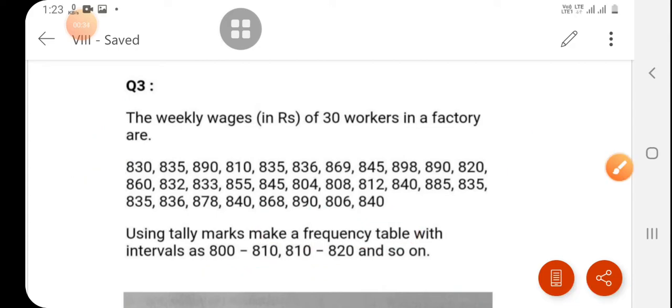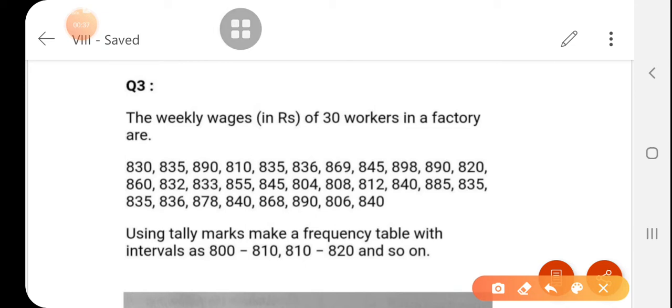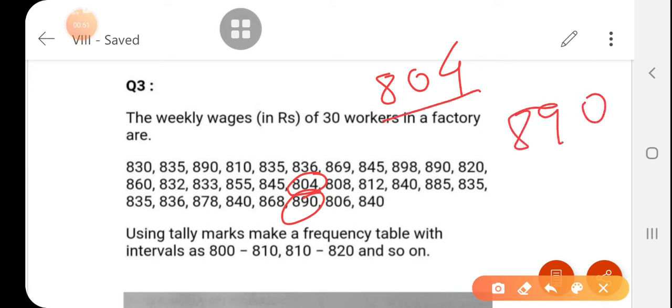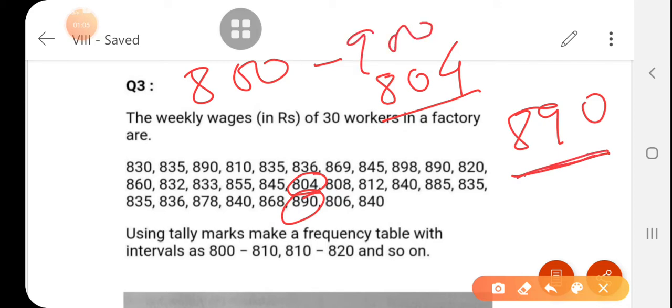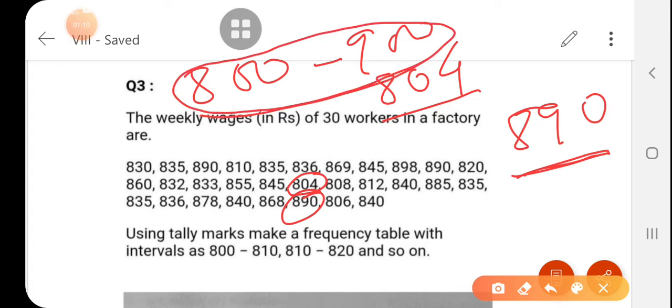To make a frequency table, you should find the lowest number and the highest number. That means the smallest number. Here, 804 is the smallest number. Now find the highest number. That is 890. So in this data, this is the lowest number and this is the highest number. Change this data into round figures. That means take 800 as the lowest number and 900 as the highest number. This is the range. Within this range you have to divide the data into class intervals.